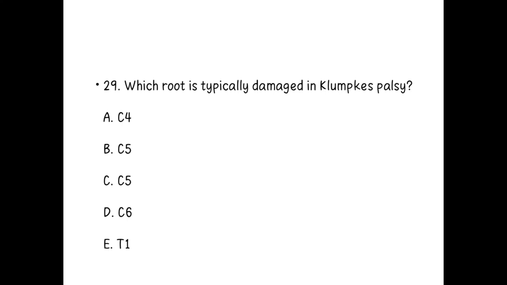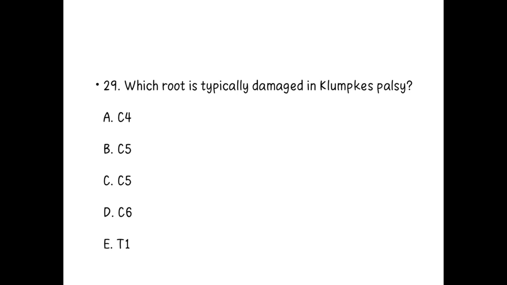Question 29. Which root is typically damaged in Klumpke's palsy? A, C4, B, C5, C, C5, D, C6, E, T1. So B and C are the same option. That would be an error. So the right answer to this question is what?